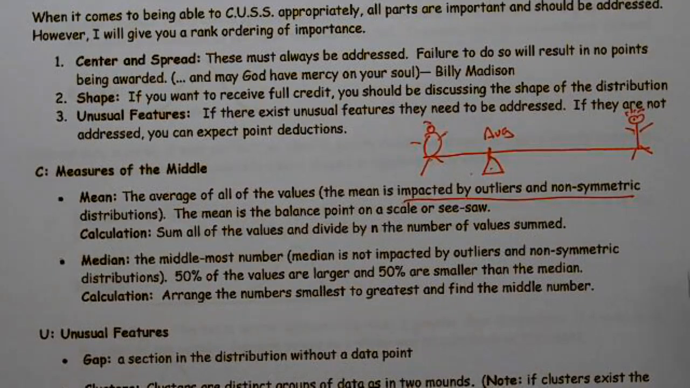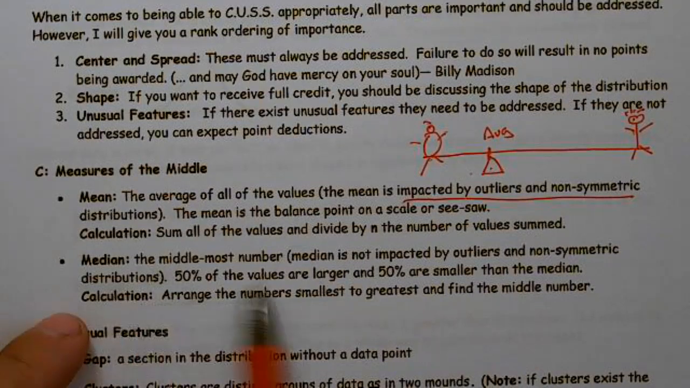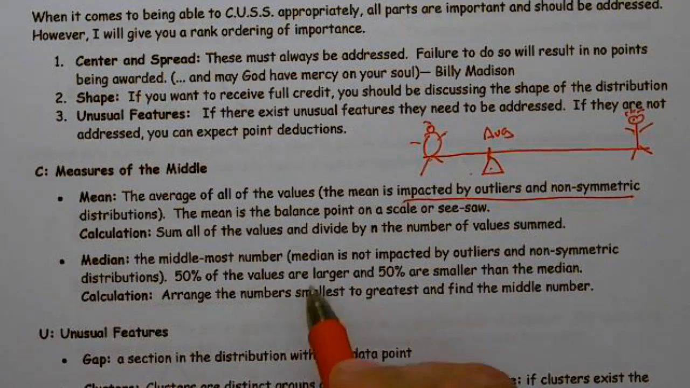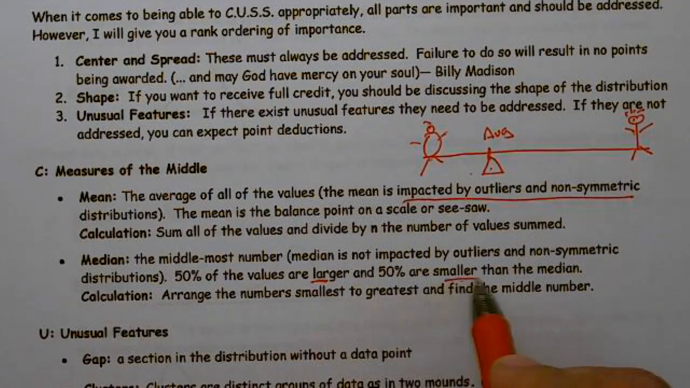Okay, the median is the one that's exactly in the middle, so that's our next one. The median is exactly halfway between. If you put everything in order from least to greatest, 50% of the values will be larger and 50% are smaller than the median.